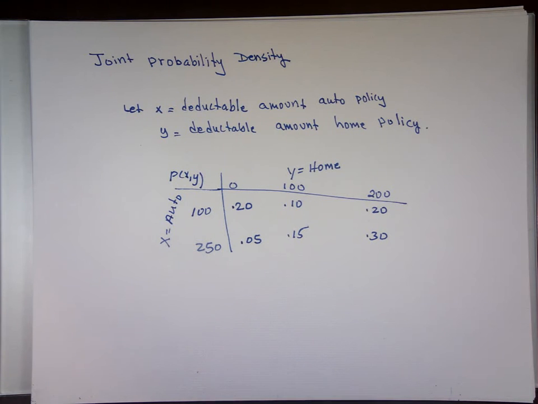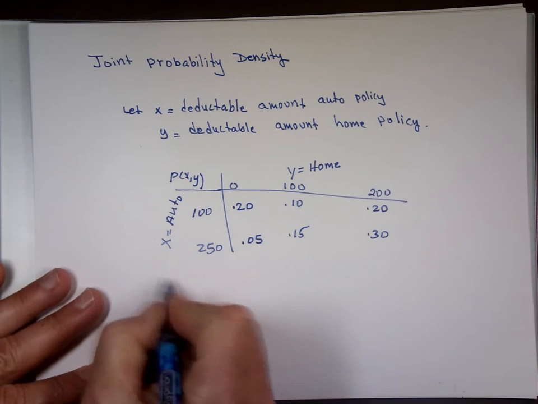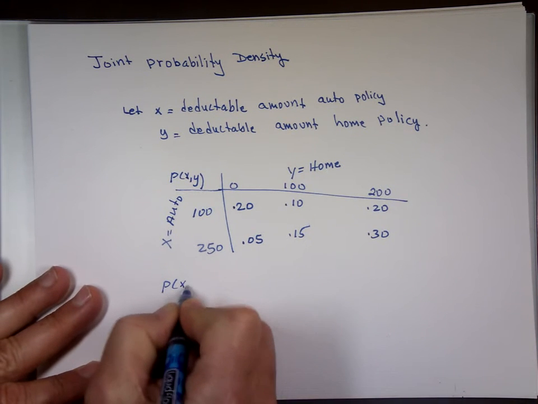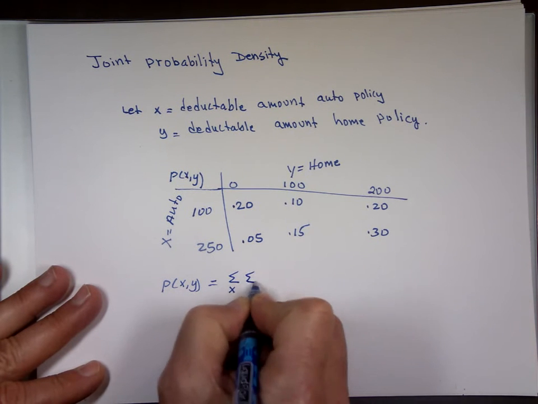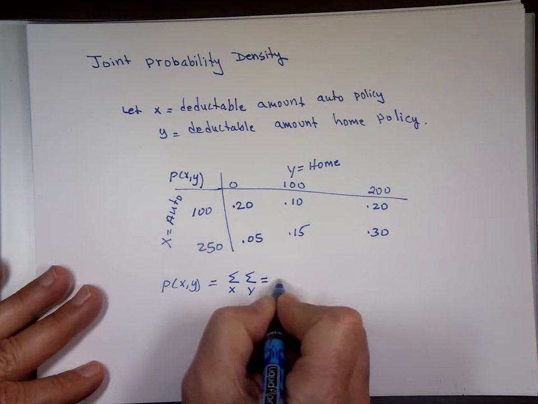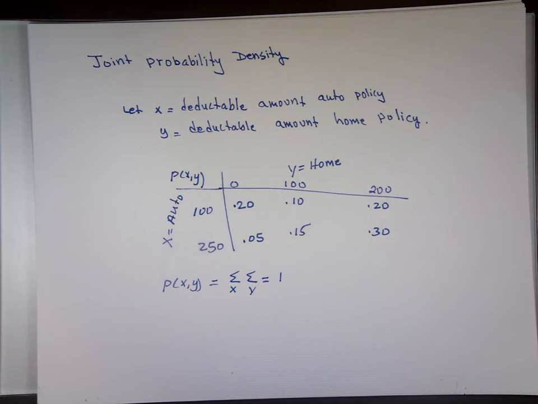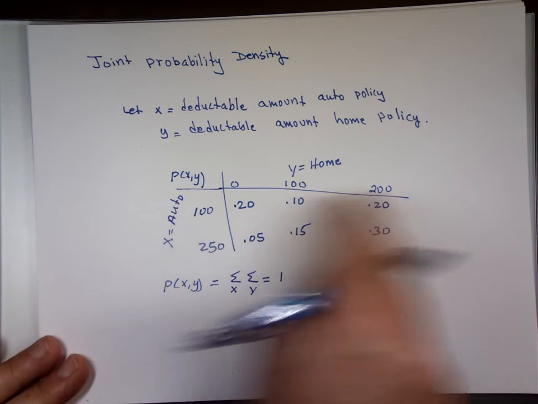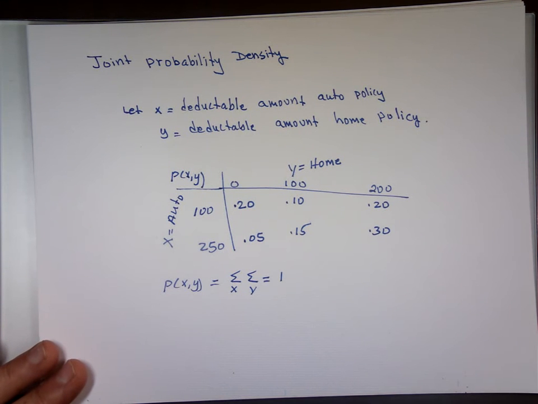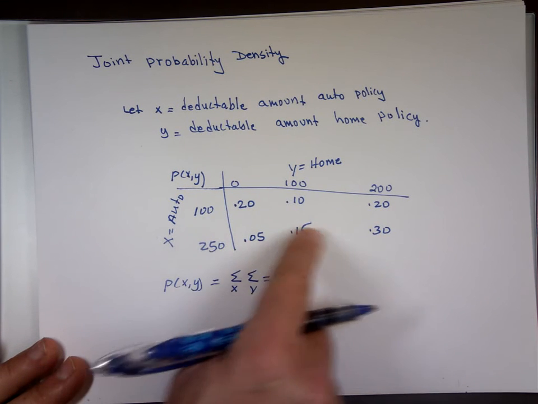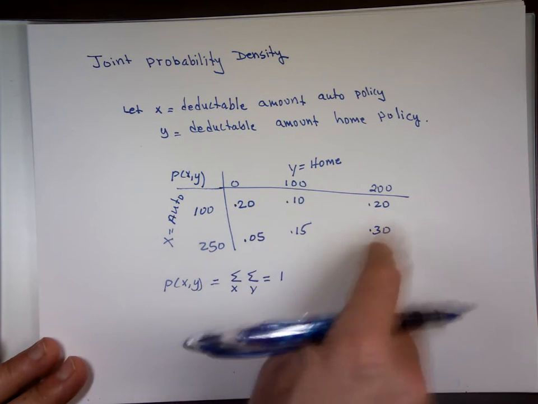Now again, to be a valid probability distribution table, if you add all these probabilities, the summation over X and over Y, it should be 1. So if you add all these numbers, they should add up to 100%. 0.25, 30, 40, 50, 70, 100.